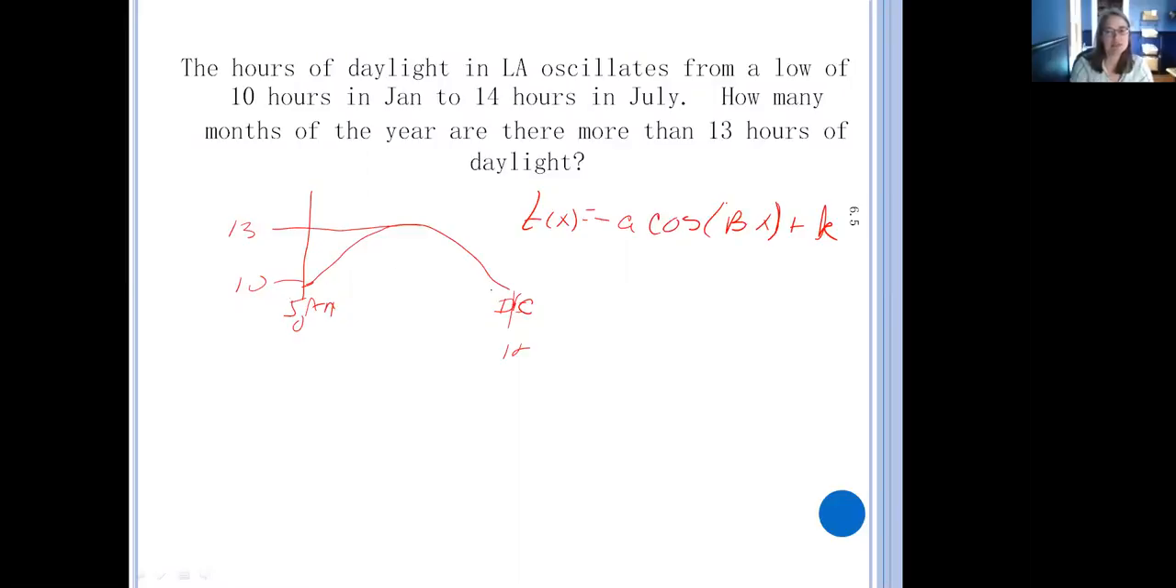But what do we need? We need a midpoint, right? How do we get that? Whoops, not 13. 14 hours. What's my midpoint? My midline. Well, it's halfway between 10 and 14, so that's going to be 12. My period, this thing looks like a cosine that's got a period.